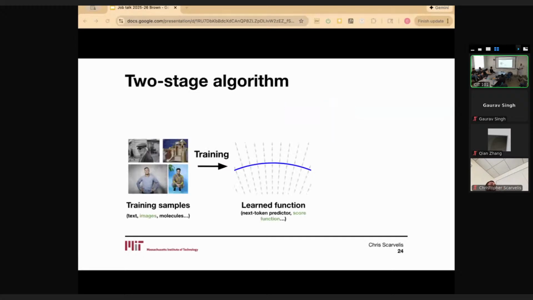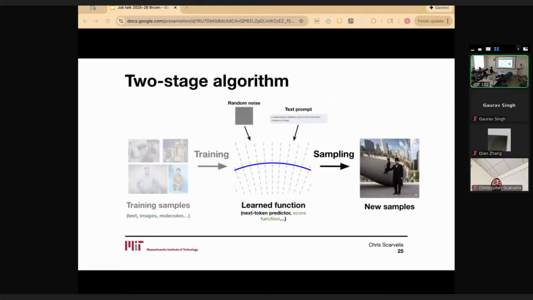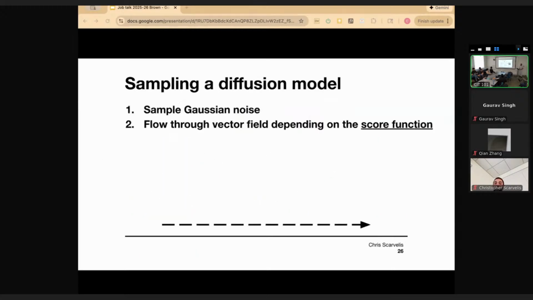Now, in practice, we implement a generative model in two stages. In the training stage, we learn a function that stores information about the training data. For diffusion models, that'll be the score function of noisy training data, which we'll describe in just a moment. Then in the sampling stage, we'll use this learned function along with additional data like a text prompt or random noise to generate new samples.